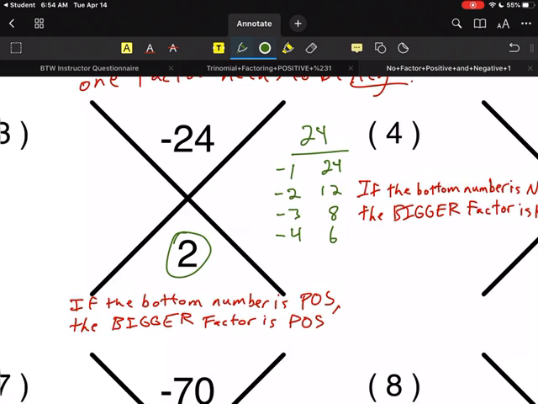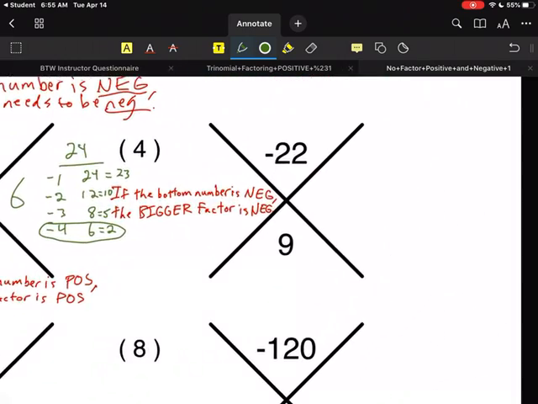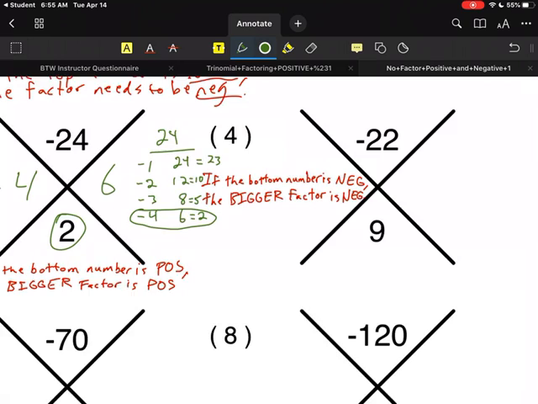So now I add. Negative 1 plus 24 is 23. Negative 2 plus 12 is 10. Negative 3 plus 8 is 5. Negative 4 plus 6 is 2. Ding, ding, ding. This is my answer, so negative 4 and 6. I'll show you another one.